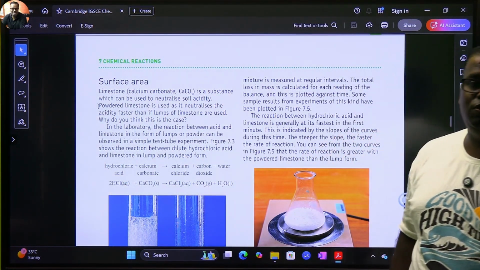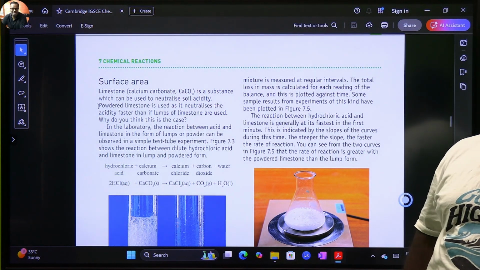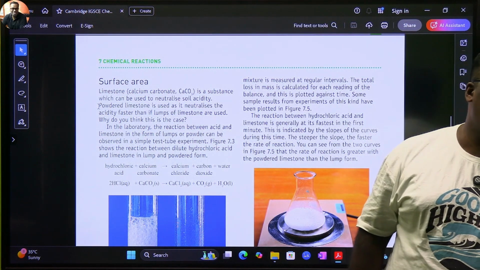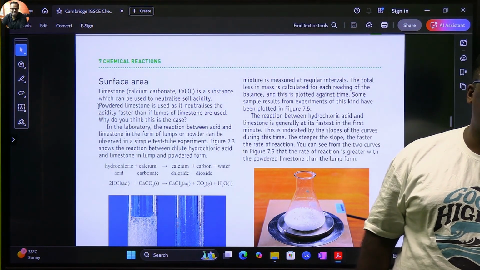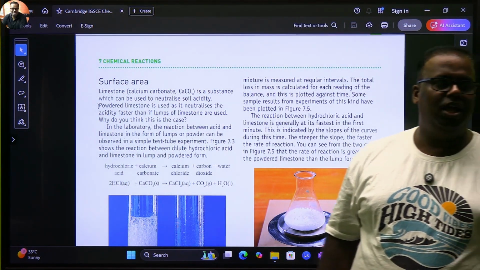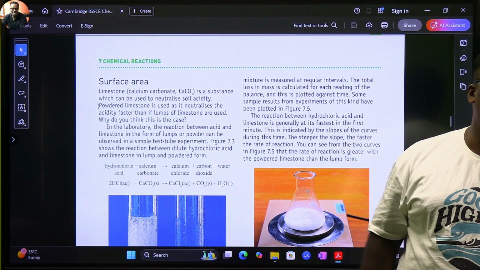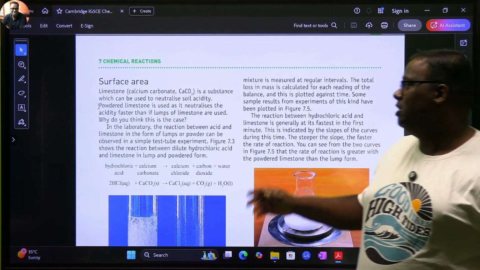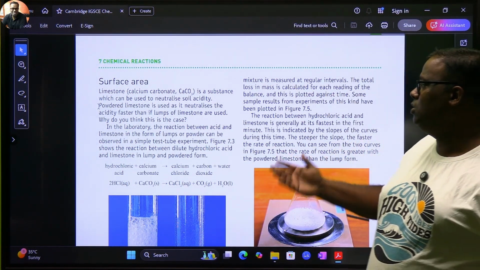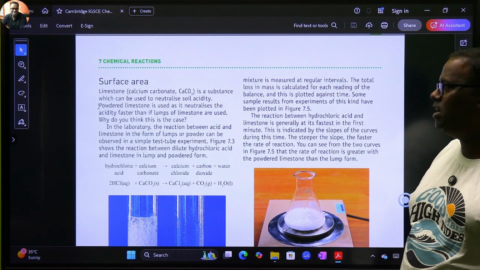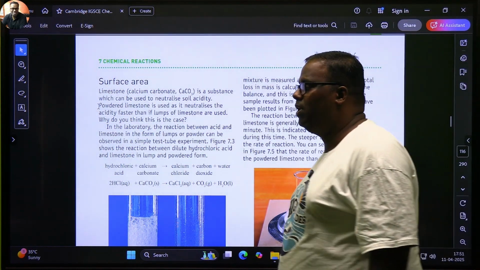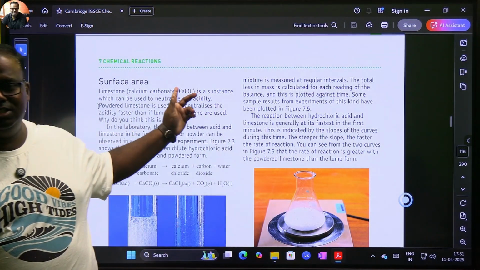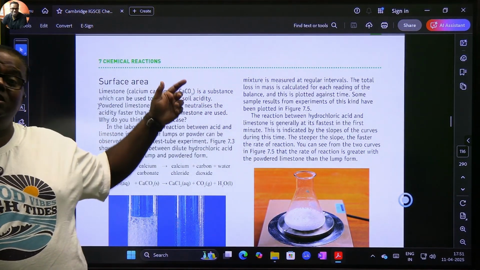If you find that your flower plants are suffering from acidity of soil, the easiest way you can protect them is to take some eggs. After you have made omelets, keep the eggshells, dry them, grind them in a mixer grinder, and put the powder on your flower plants. What are you making? You're making your soil basic. You're neutralizing the acidity. Okay? Now, powdered limestone is used as it neutralizes the acidity faster than if lumps of limestone were used. Very nice. They started with acidity of soil, and we will now see the reaction.